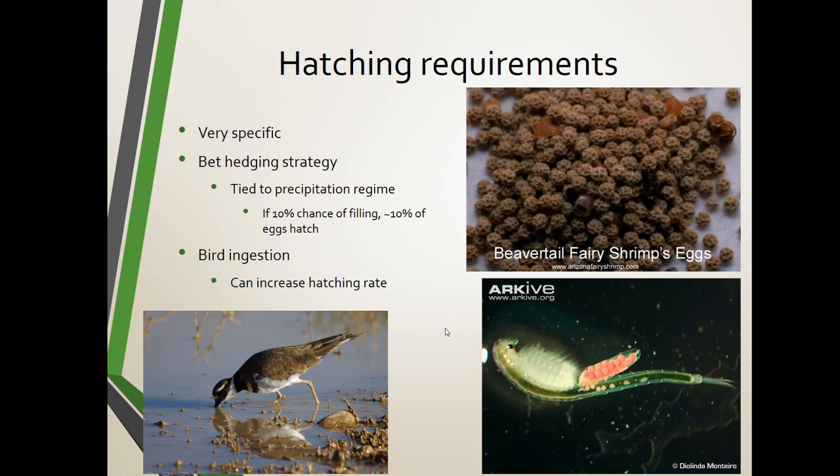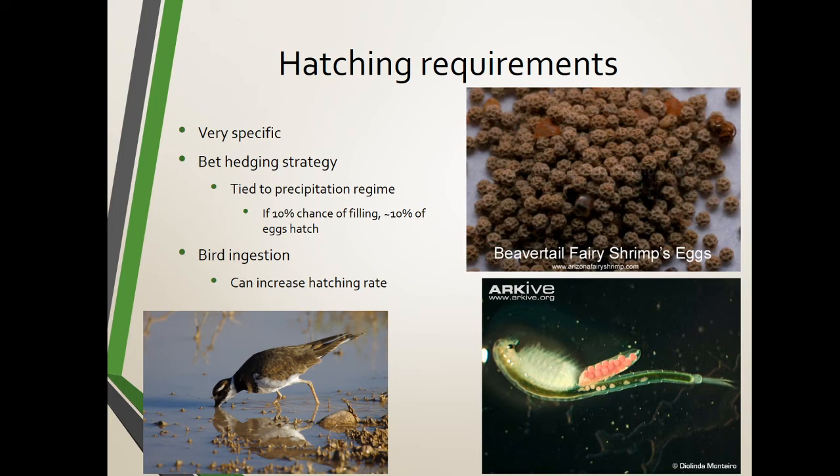But what we see is that the number of eggs that hatch out is tied to how often the water fills and has enough water to actually allow the full life cycle. Okay, so let's say you need 2 weeks of water, and if a wetland has at least 2 weeks of water after half of its rainfalls, on average what you find is about half of the eggs will hatch.